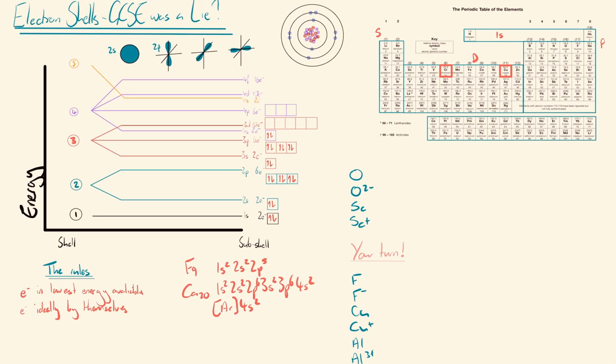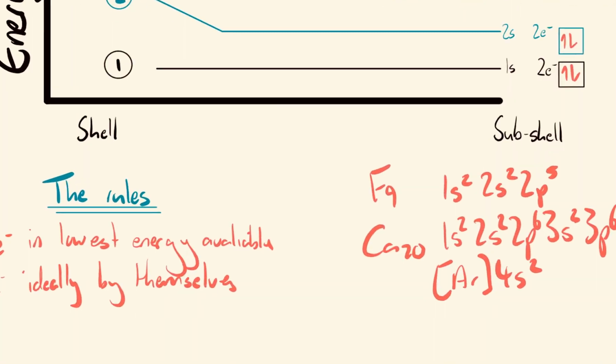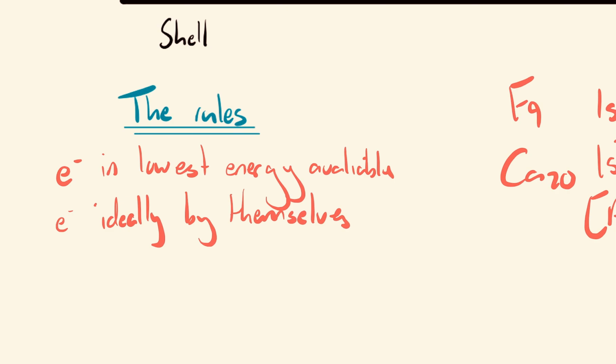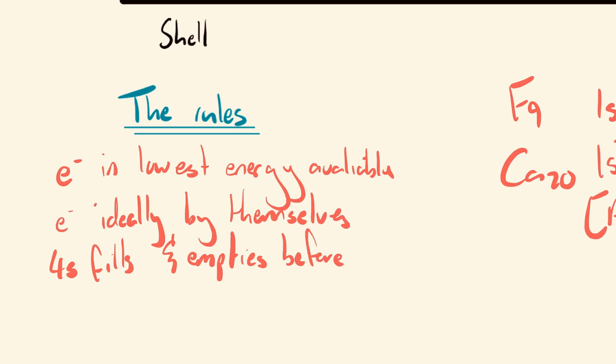Okay, next rules. Now with transition metals, so in our D block, it becomes a bit more difficult. We need to know 4s fills and empties before 3d.